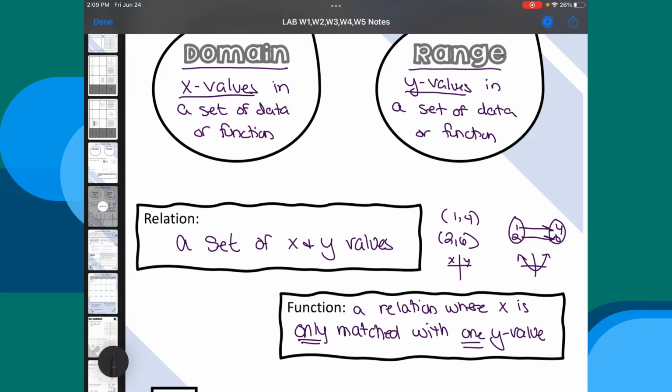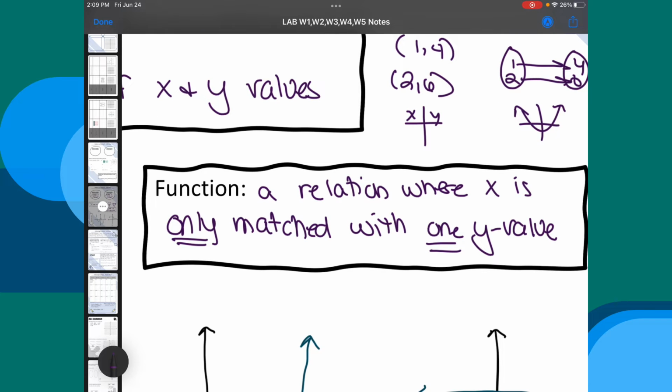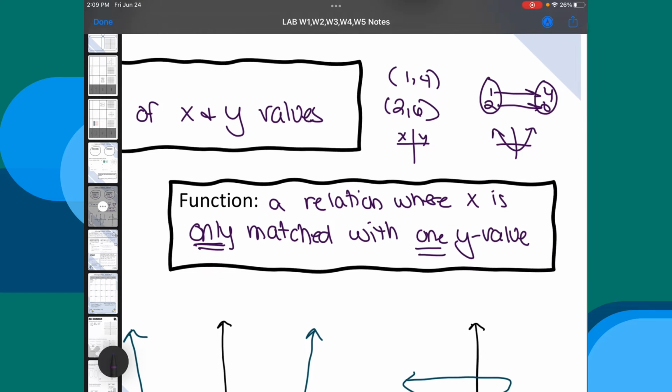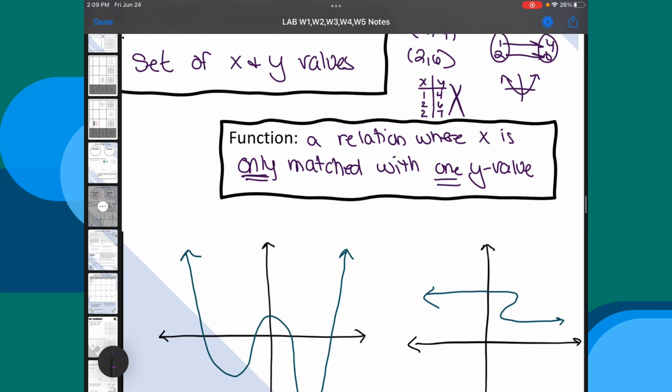The subset of relations is functions. And a function is a specific relation where x is only matched with one y value. So if you had a table of values and you had 1 matched with 4, 2 matched with 6, and then 2 was also matched with 7, this would be not functional. 2 cannot be hanging out with 6 and also hanging out with 7. That is not a functional relation, so it's not a function.